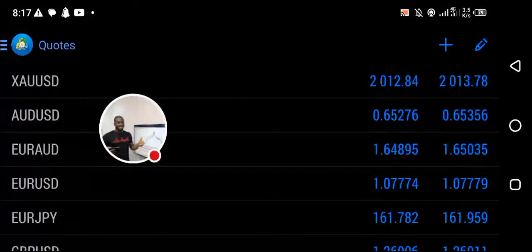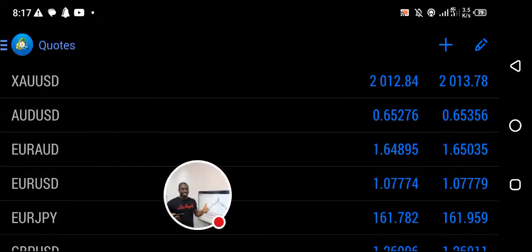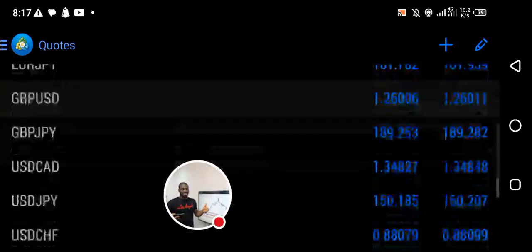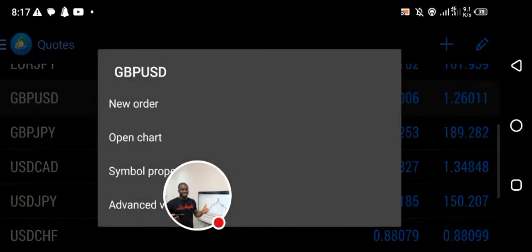So the first pair we'll be looking at is the GBP USD. Let's start with GBP USD. What do we have on GBP USD?